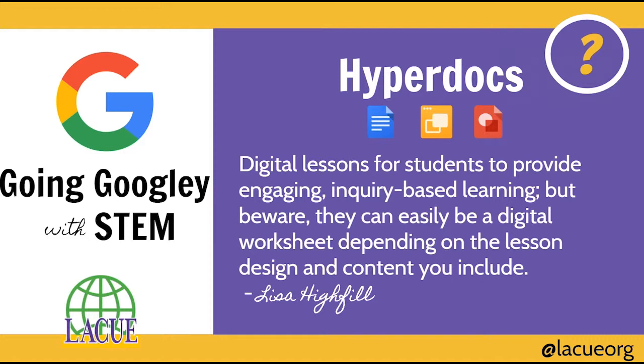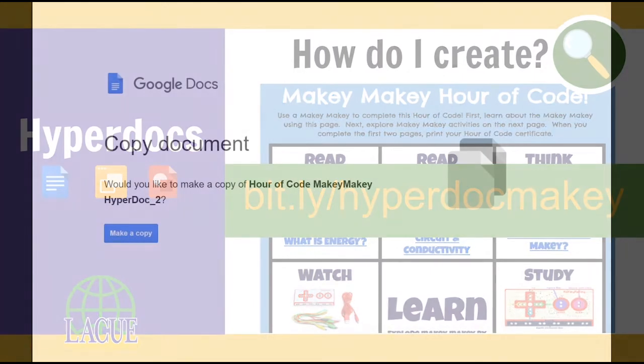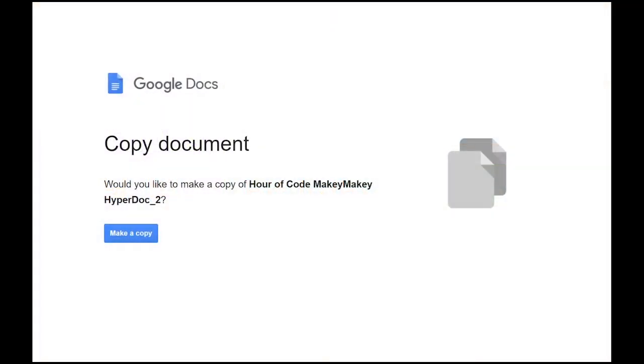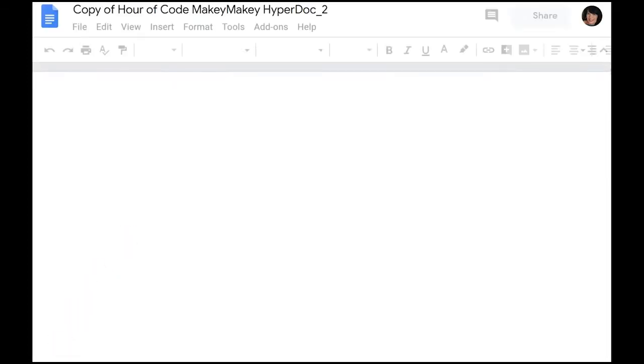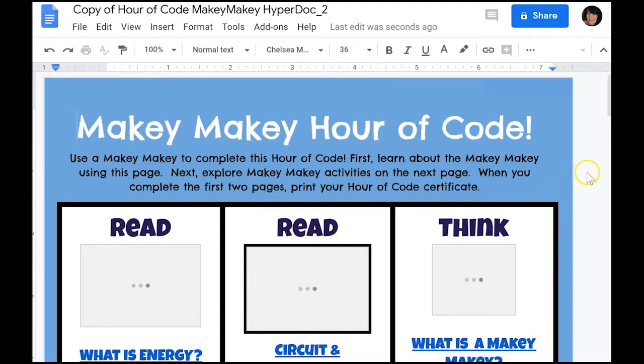So let's take a look at an actual Google Doc. If you type in this bit.ly, that link is going to take you to copying the Hour of Code Makey HyperDoc. When you select make a copy, if you're already logged into your Google account, it will simply make a copy for you. Otherwise, you will receive a window asking you to log into your Google account. Since this is a copy, you are not editing anyone else's. You are strictly looking at your own document.